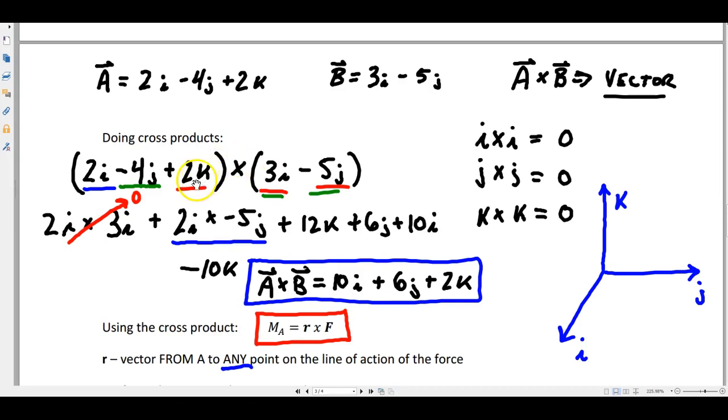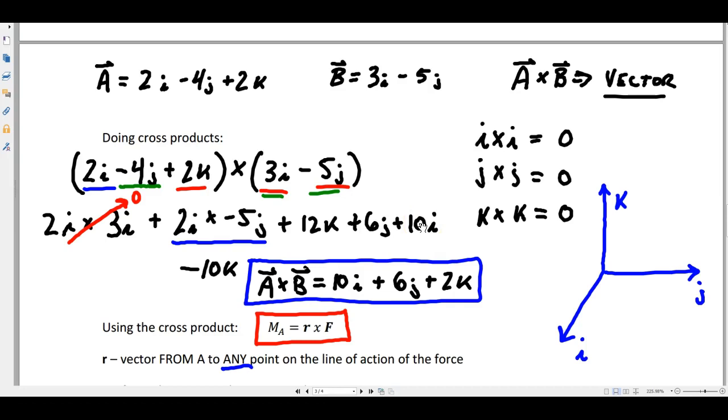Then you do 2k cross 3i. k cross i is going to be positive j, so that's going to be 6j right here. And then finally you've got 2k minus 5j. k cross j is going to be equal to negative i, but then it's 2 times minus 5, which is negative 10. So that creates positive 10.